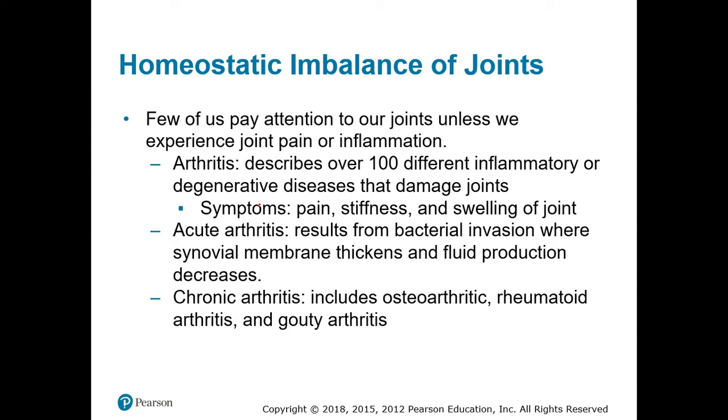There are several different types that we'll talk about, but we're first going to talk about a few. Acute arthritis versus chronic arthritis. Acute arthritis results from a bacterial invasion, so bacteria gets into the synovial membrane, and it causes the synovial fluid inside of it to thicken. So it's no longer slick and sliding. Not only is the synovial fluid thicker, so it doesn't slide as well, but fluid production also decreases. Where synovial fluid is supposed to decrease friction, these two things happening cause friction to increase, and you get that pain.